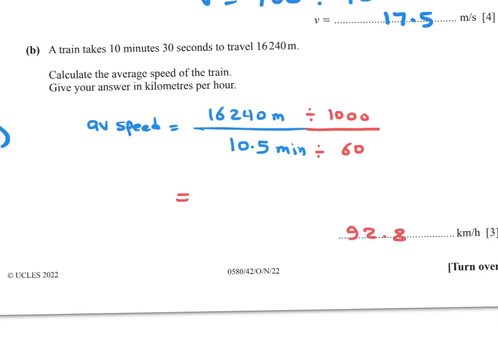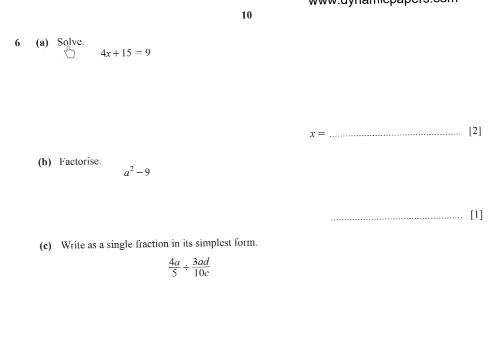The answer will be 92.8 kilometers per hour. Number 6, solve 4x plus 15 equals 9. Transpose 15 to the other side, so 4x is 9 minus 15, which is negative 6, divide by 4, so x is negative 1.5.